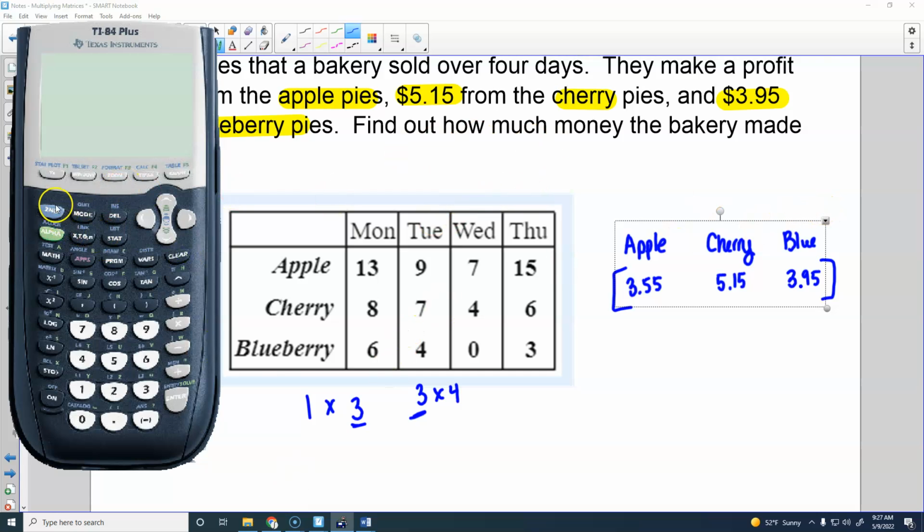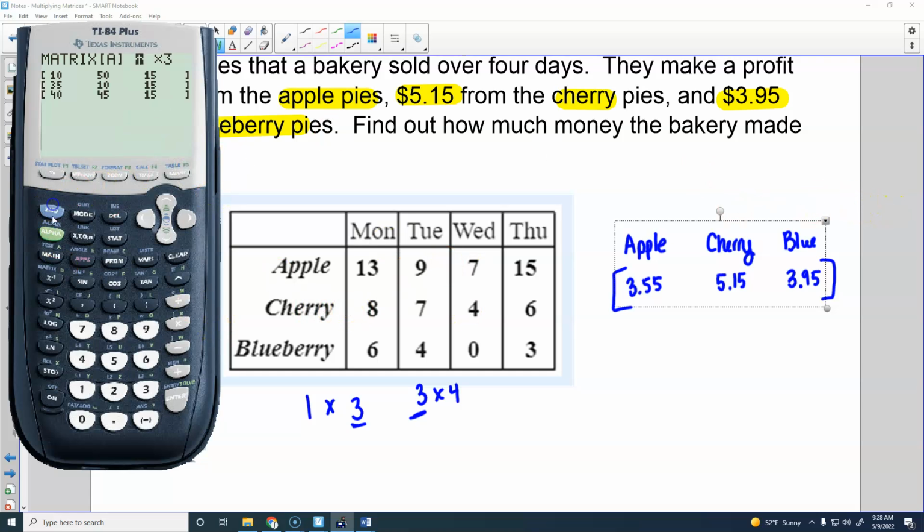So we want to use our calculator. To enter something into the calculator, you're going to do second x to the negative 1, and that will take you to the matrix menu. You want to go over twice till you get to edit. And we're going to enter these matrices as matrix A and B. Here you can see I've already got matrices here, but whenever you type in a new one, you'll replace that.